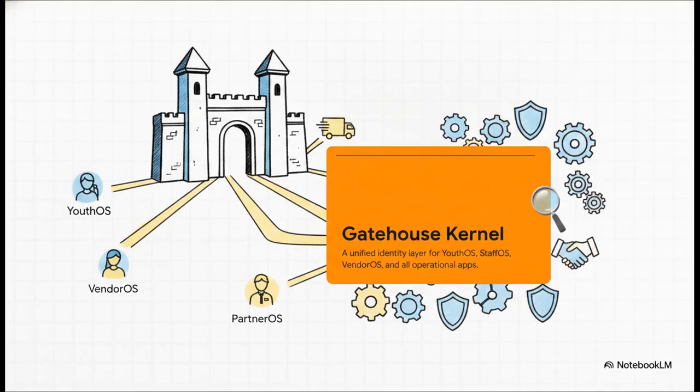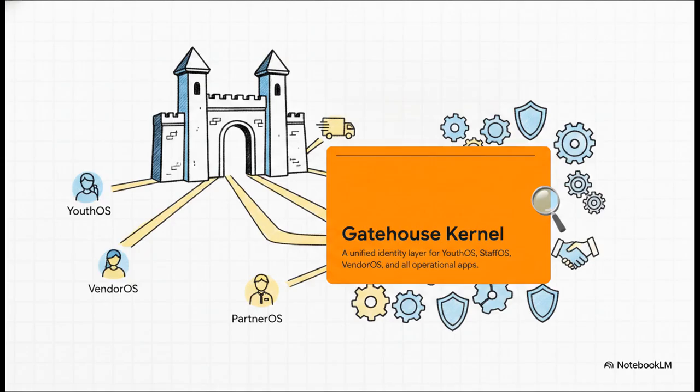Think of a highly secure physical facility, right? Before you can even get close to the internal doors, you have to pass through a heavily guarded exterior gatehouse. Well, in the software architecture of the Cohandy ecosystem, we've taken that literal metaphor and translated it into what we call the Gatehouse Kernel. This core module is your single, unified identity layer. It honestly doesn't matter if a user is logging into Euthos, Staphos, Vendoros, Partneros, or literally any other facility-grade operational app. The Gatehouse Kernel is the singular entry point.